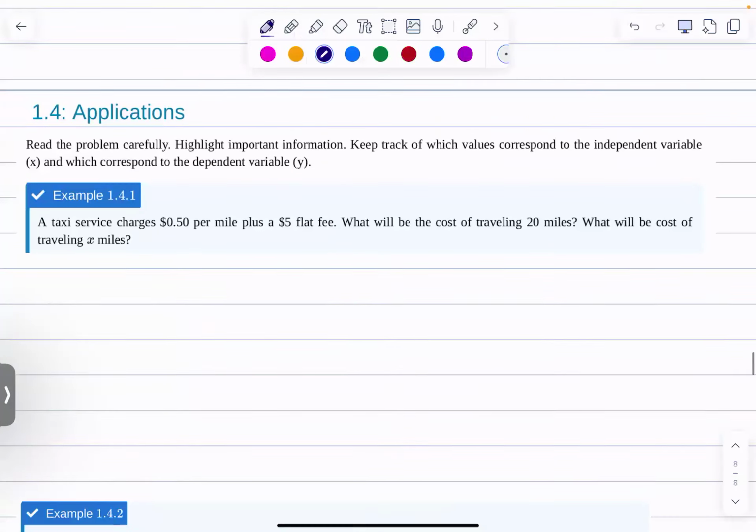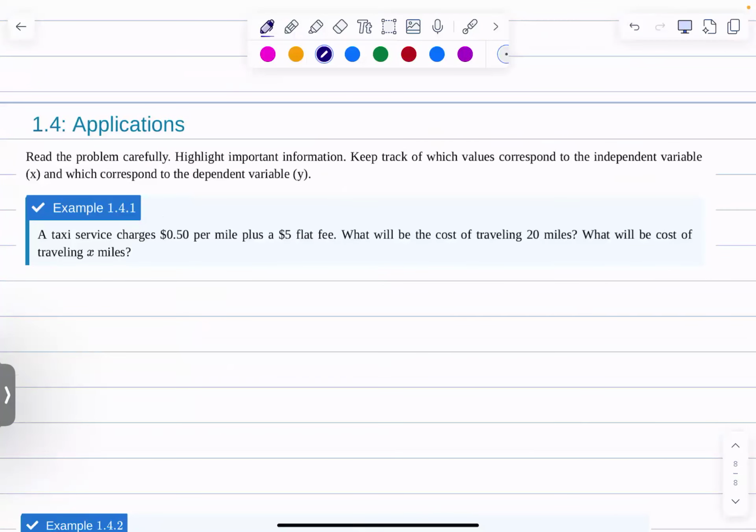Three ways of saying the same thing. Actually, many ways of finding the same thing, the equation of a line.